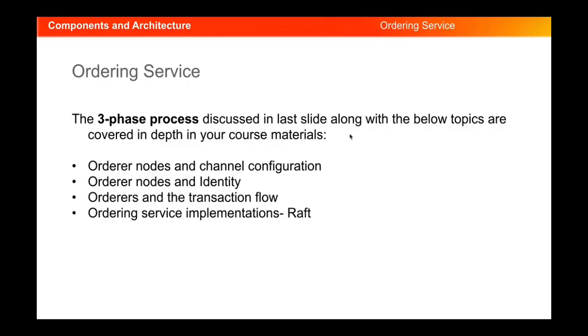The three phases that we discussed in the last slide, along with the following topics, are covered in depth in our course material: orderer nodes and channel configuration, orderer nodes and identity, orderers and transaction flow, and orderer service implementation, which is Raft. We will also see the lab implementation, like what the channel configuration file is and where exactly we need to write the code, in the practical section.